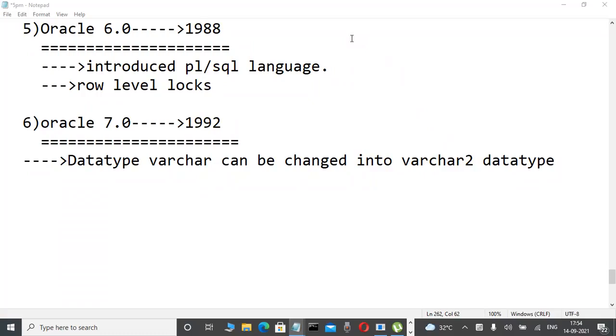Some fellow is asking, does the rollback segment store a modified record or an old record? Old records, not a modified record. Rollback segment means old records, which means the old value of what was modified. Okay? Data type varchar can be changed into varchar2 data type. These are pure technical. Don't be afraid. These are all the things we are learning.